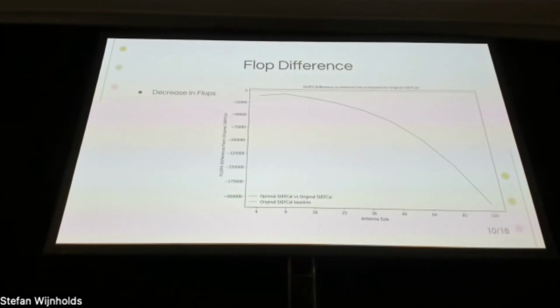Okay, next we calculated the flops, and we used the mean iterations to determine how many flops it will take. We set STEFCAL to be constant here, as the red dashed line on top. We compared this dual optimized, or optimal, STEFCAL to the original STEFCAL. And you can indeed see that the optimal STEFCAL is performing better than STEFCAL. And you can see the flops are decreasing as the antenna sizes increase.